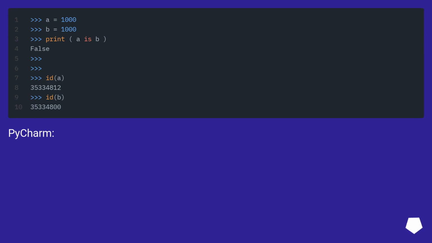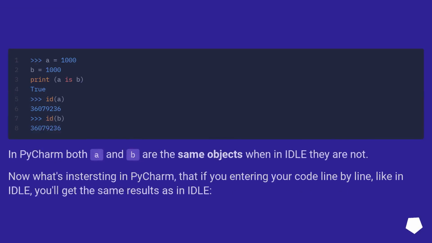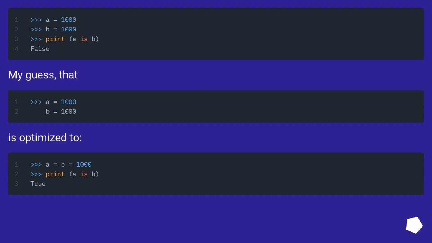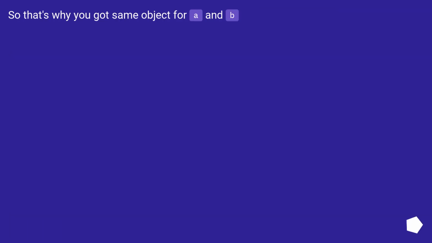PyCharm. In PyCharm both A and B are the same object, while in IDLE they are not. Now what's interesting in PyCharm is that if you enter your code line by line, like in IDLE, you'll get the same results as in IDLE. My guess is that it is optimized too. So that's why you got the same object for A and B.